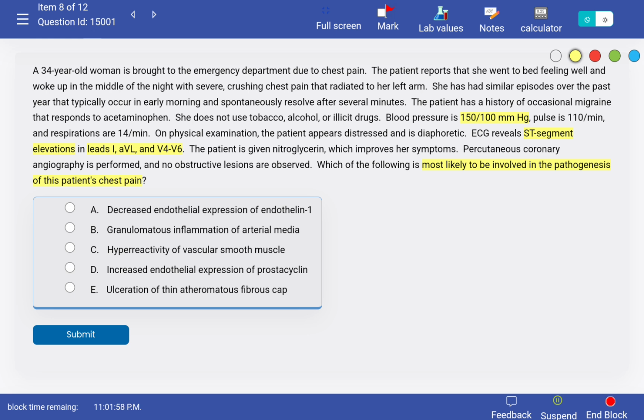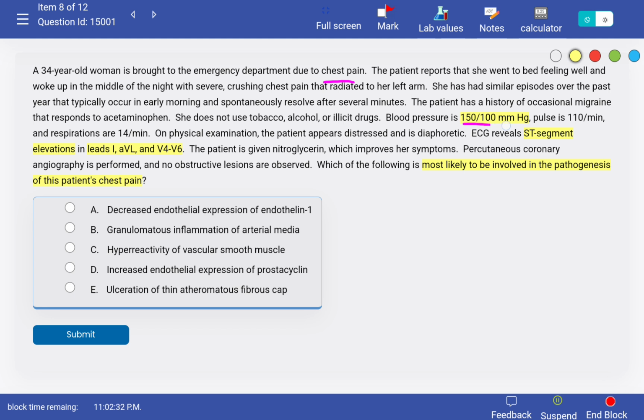In question number 6, we have a 34-year-old woman brought to the emergency department due to chest pain. The patient reports that she went to bed feeling well and woke up in the middle of the night with severe crushing chest pain that radiated to her left arm. She has had similar episodes over the past year that typically occur in the early morning and spontaneously resolve after several minutes. The patient has a history of occasional migraine that responds to acetaminophen. She doesn't use alcohol, tobacco, or illicit drugs.